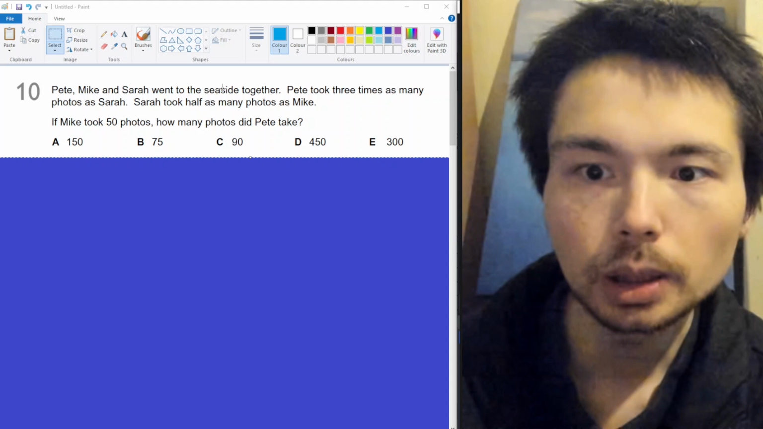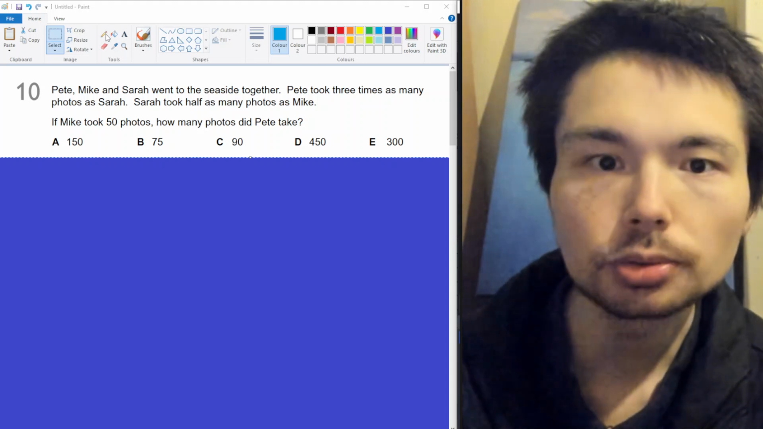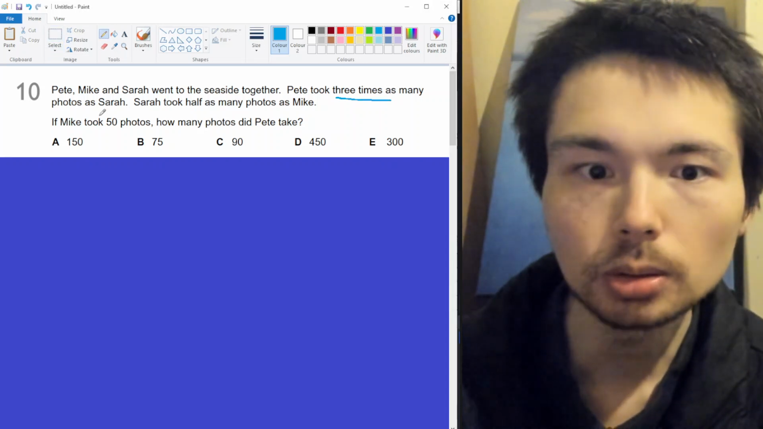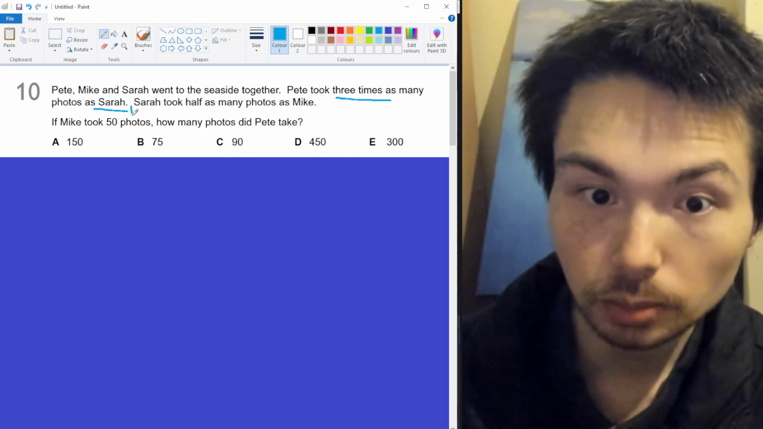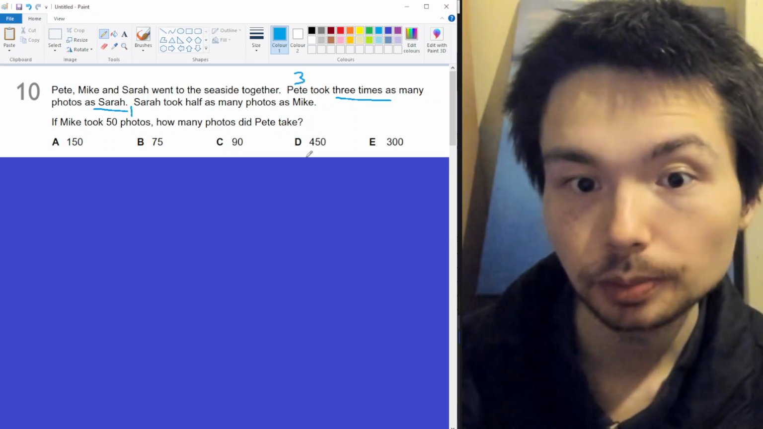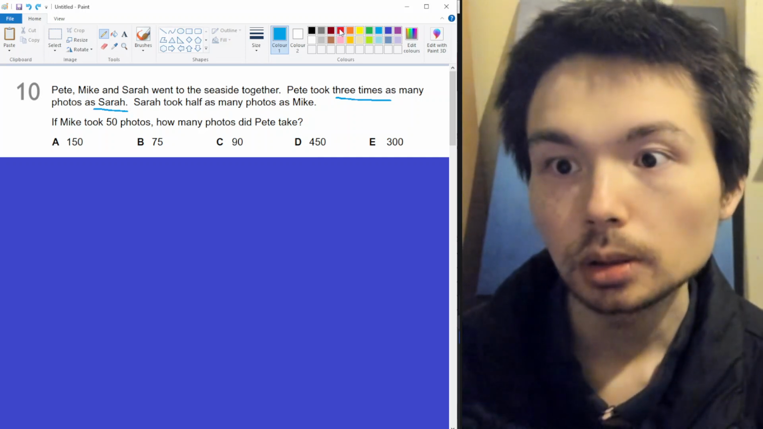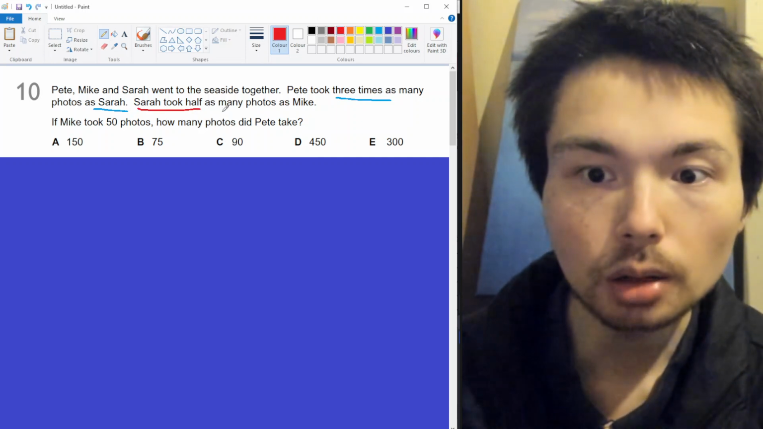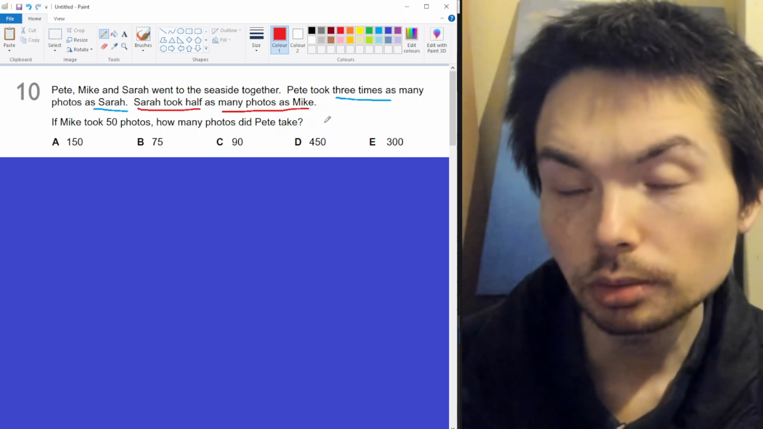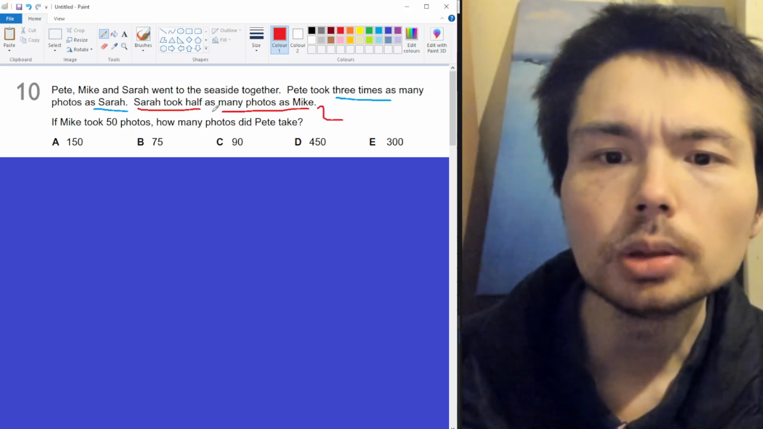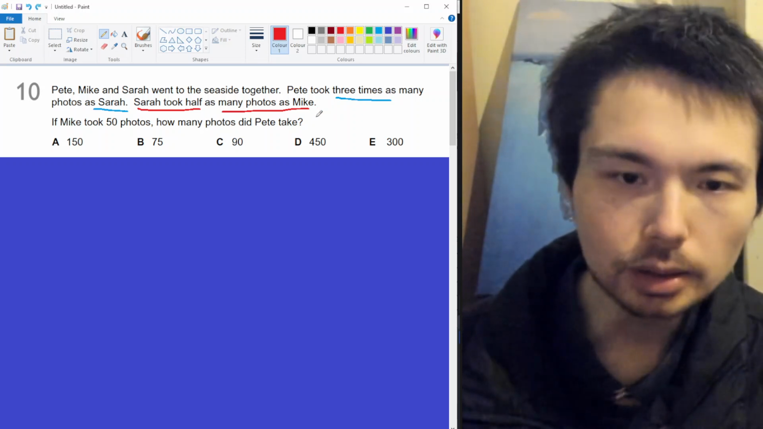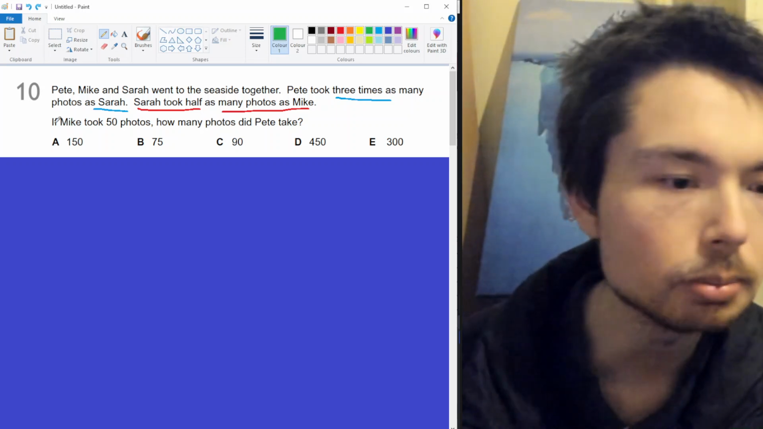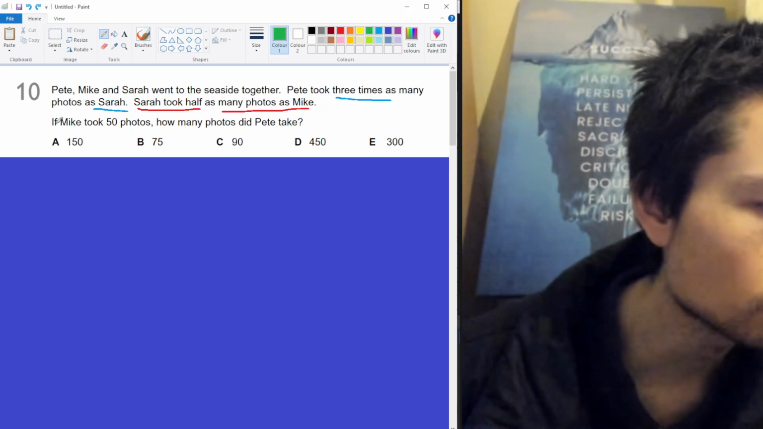Pete, Mike and Sarah went to the seaside together. Pete took 3 times as many photos as Sarah. So imagine if Sarah took 1 photo, then Pete took 3. That's one nice way to think of it. Next bit, Sarah took half as many as Mike. So imagine if Mike took 2, then Sarah took 1. So all of that is just talk. It doesn't really matter until we get an actual number. We can put it in, then we can work it out properly here.